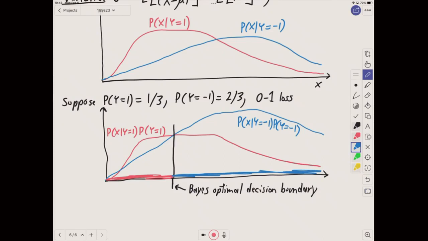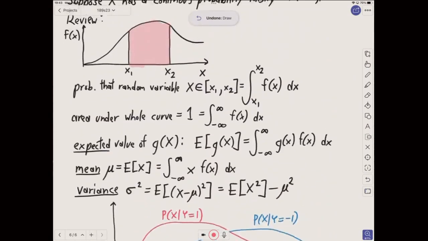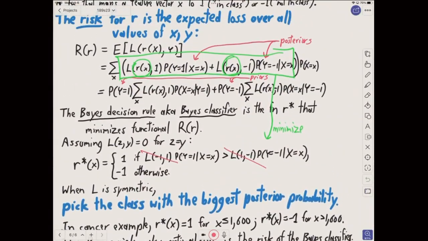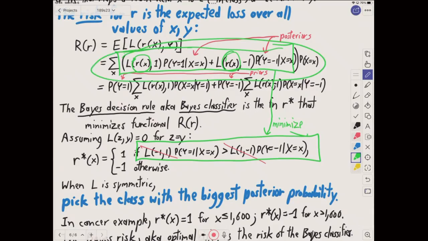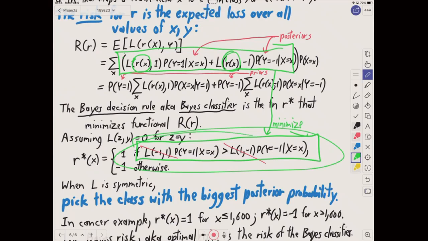Well, we're just comparing these two posterior probabilities. Why is that the optimal decision boundary? Because it comes back to, back here, I worked out that this is how you can figure out the decision rule, and which comes from this expression for the risk. We're trying to minimize that expression for the risk, so that gives us this rule for deciding what the Bayes decision rule should be.